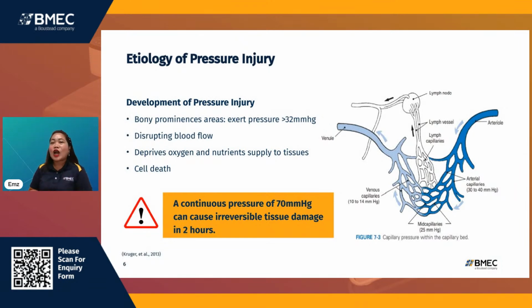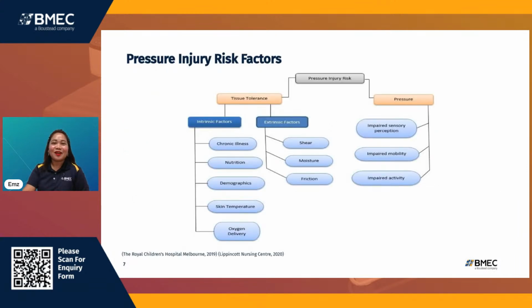Remember that a continuous pressure of more than 70 mmHg causes reversible tissue damage within 2 hours. Okay? Next slide, please. This is very interesting. The pressure injury: what are the risk factors? As you can see, there are 2 categories of risk factors: the tissue tolerance and the pressure.